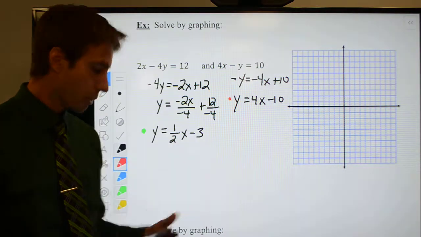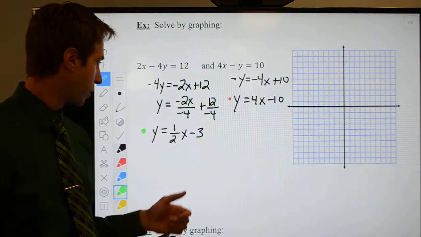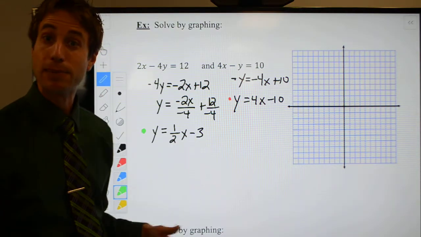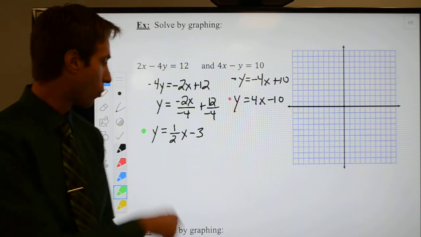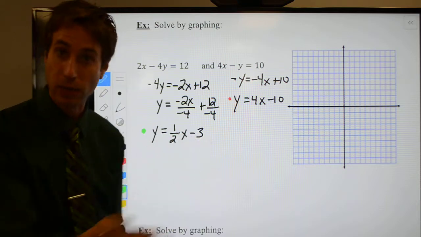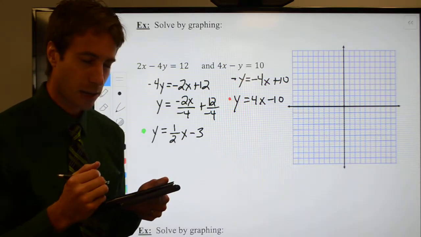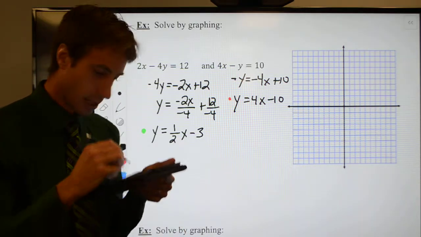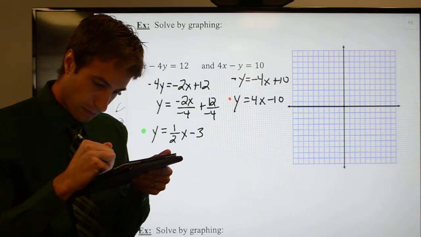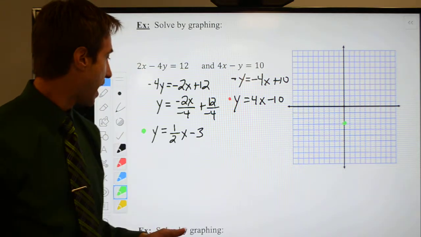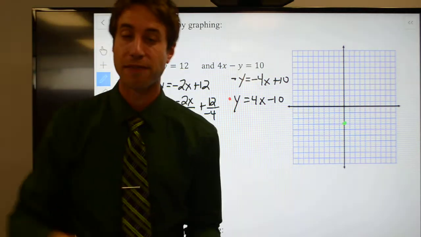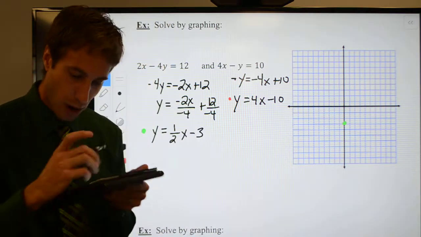Okay, so here we go. Green one first. Why not? We'll do green first. My y-intercept, because it's in slope-intercept form, y equals mx plus b, is minus 3. All right, there it is. And then I have a slope of 1/2. That means a rise of 1 and a run of 2.